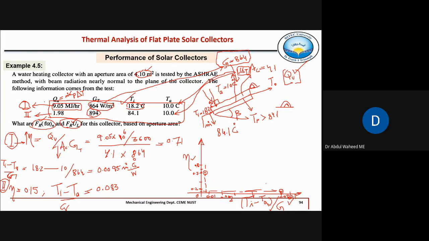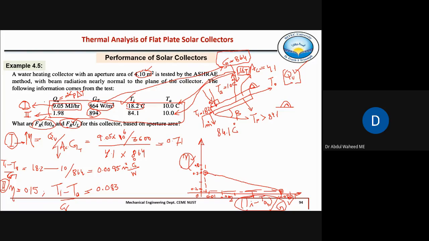Now we do not have intermediate points, so we can join it with a straight line. Ideally we would like to have these intermediate points so that we can have the exact efficiency curve of this solar collector. But based on these two data points, we have shown its performance on this diagram of efficiency versus Ti minus Ta divided by G term. Right, so we have seen this diagram before.